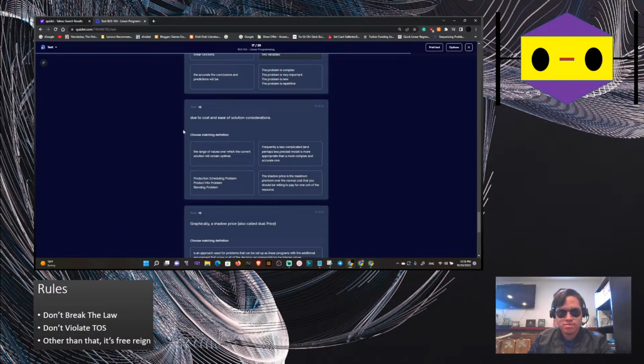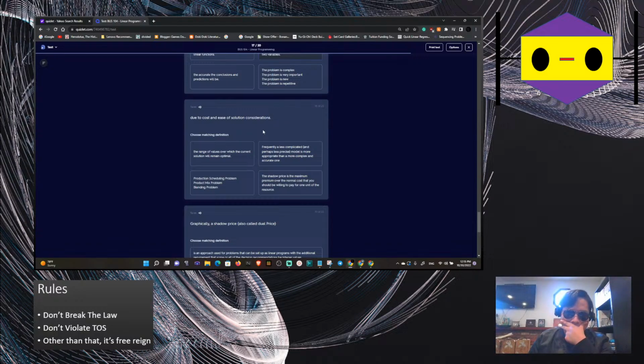Due to cost. I'm gonna go with frequently a less complicated model is more appropriate than a more complex and accurate one. No, I'm lost on this one. So am I. Due to cost.